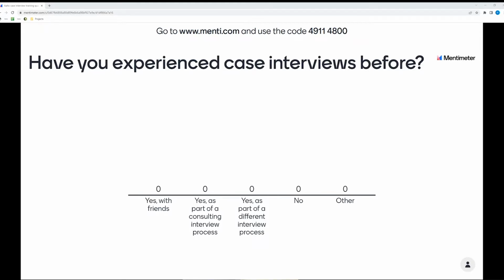So the idea that we want to get across from here is, before we go into our thoughts about case interviews, we want to see how much you know about them, or what your thoughts are related to them, and what your experiences are in relation to them. So we have just 2 questions here again.